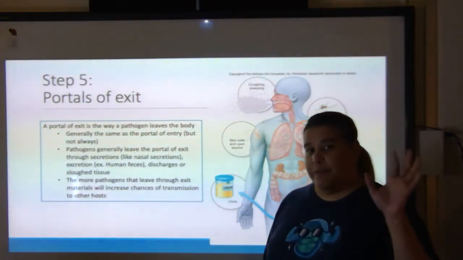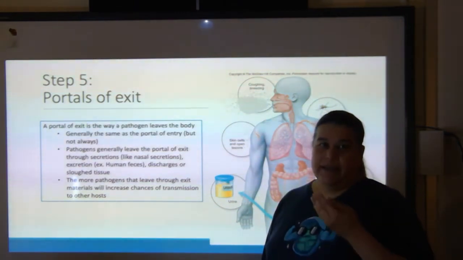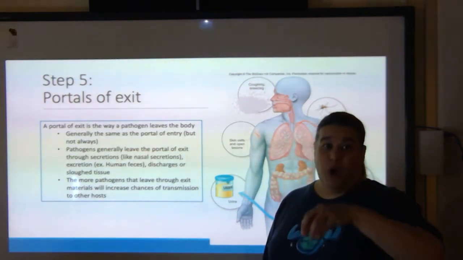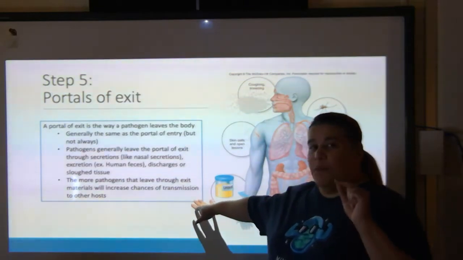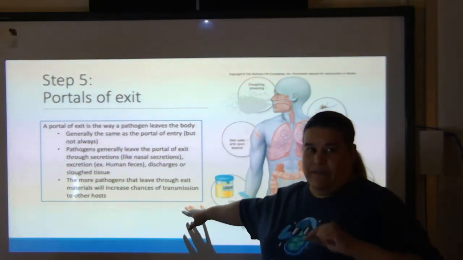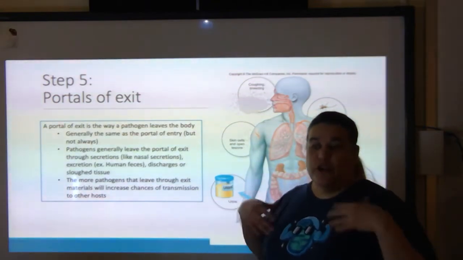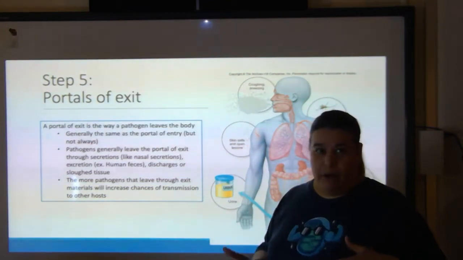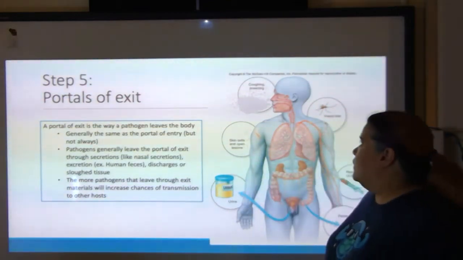The more pathogens that leave through the exit, the higher the number of pathogens that use the portal, let's say a sloughed off piece of skin, the higher the number of microbes on that piece of skin, the more likely it is that it will infect the next person it comes into contact with. The transmission is more likely the higher the number that are exiting through these portals.